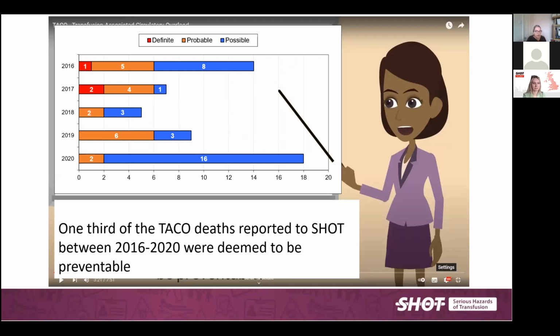So the data that we can see here is the mortality data between 2016 and 2020. The different colours on the chart that you see there relate to the imputability, so whether or not the death was definitely caused by the transfusion, probably or possibly. But I think that the important message here is that one third of TACO deaths reported in that period were deemed to be preventable. And we all have a responsibility to do what we can in our haemovigilance systems and in our hospital systems to make sure that transfusion is as safe as possible.